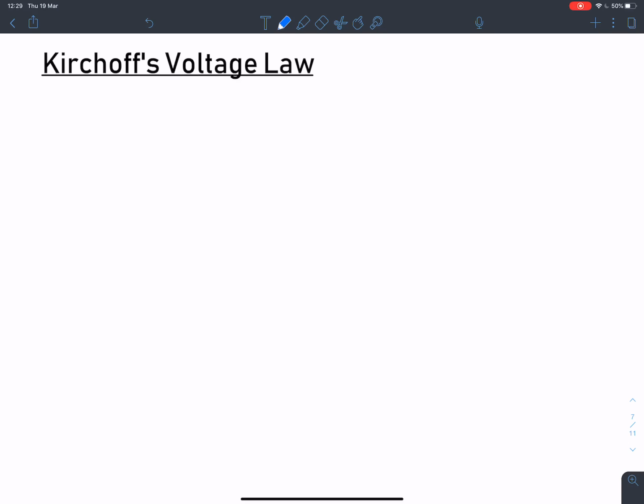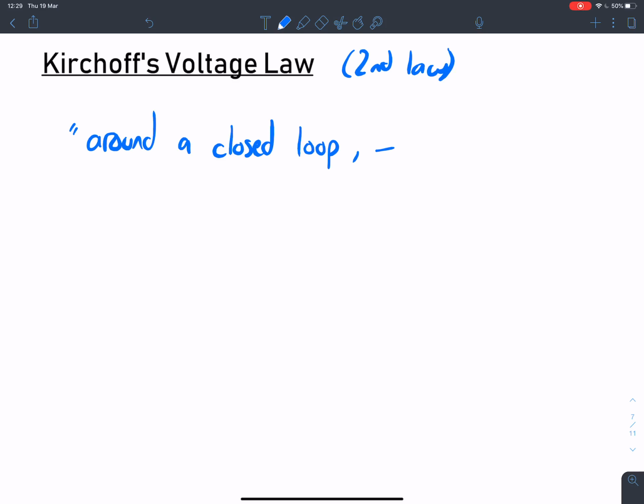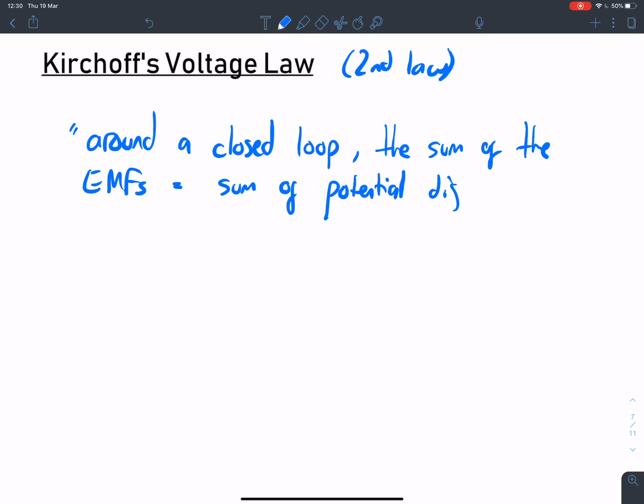Okay, the second of Kirchhoff's laws is his voltage law. So what does the voltage law say? This one's a bit more involved. It says, around a circuit, or around a closed loop in a circuit, the sum of the EMFs, which is the potential difference increase due to a cell, equals the sum of potential differences around that loop.